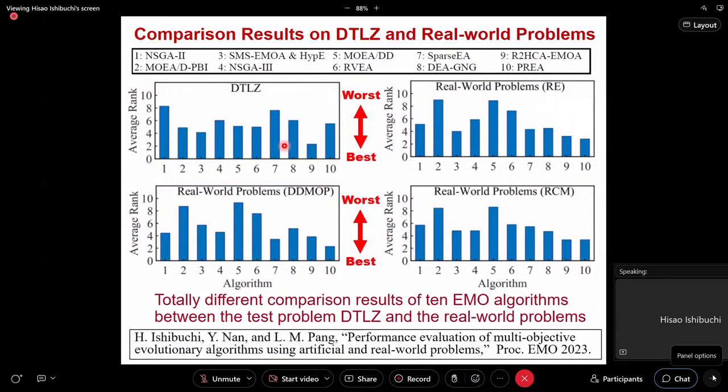This figure shows the result of an MO algorithm comparison. We use the standard test problem DTLZ, and the vertical axis shows the rank. Rank 1 is the best. Rank 10 is the worst. We compare 10 different MO algorithms. When we use the DTLZ test problem, which is a very standard test problem, the worst algorithms are algorithm 1, NSGA-II, and algorithm 7, SparseEA. If we use those standard test problems, algorithm 1 is number one and algorithm 7 is the worst. However, if we apply the same 10 algorithms to real-world problems, algorithm 7 is very good and algorithm 1 is not bad. So totally different comparison results are obtained.